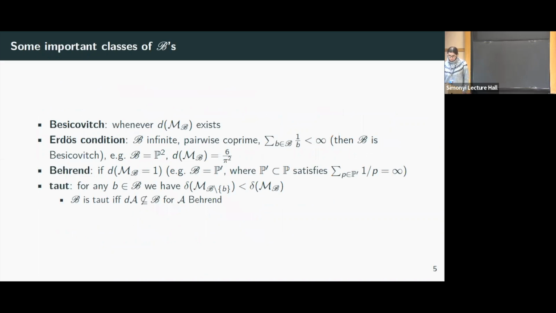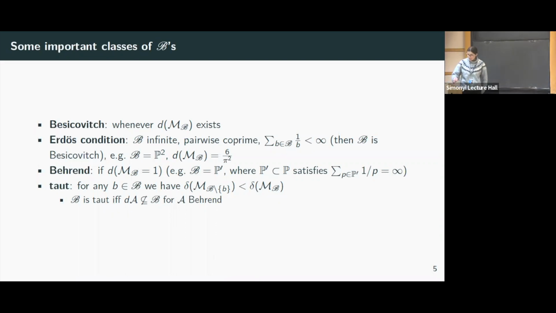Okay, so since there are plenty of subsets of natural numbers, there are plenty of different sets of multiples, the sets of multiples we could possibly get. And let me point out here some important classes that appeared already in this number theoretical context. So there is no dynamics involved so far. So first of all, we have Besicovitch sets. We are in this situation when the natural density happens to exist.